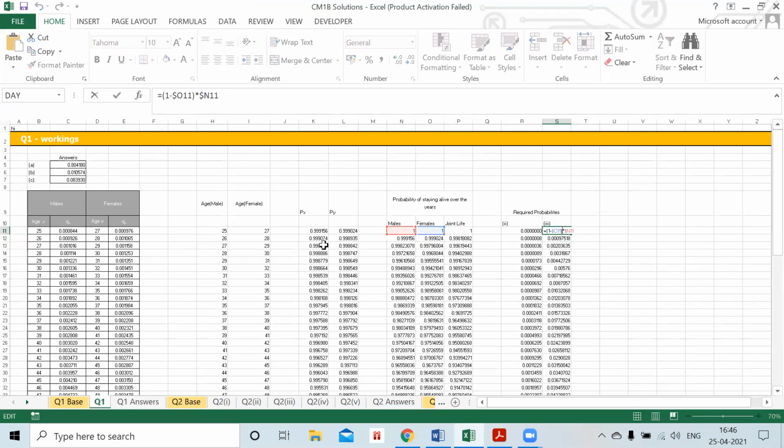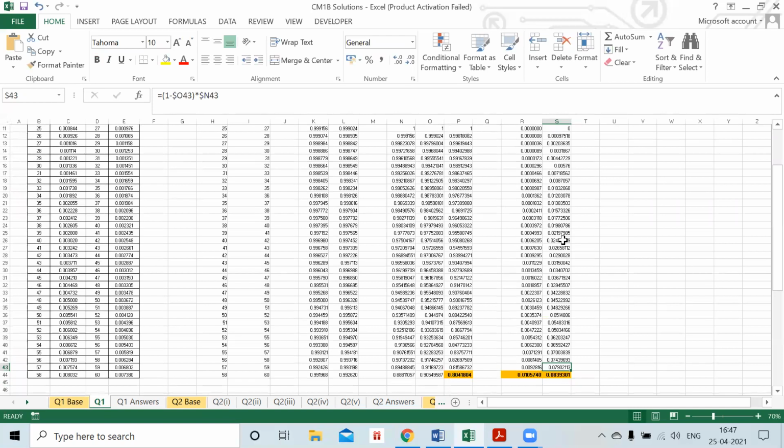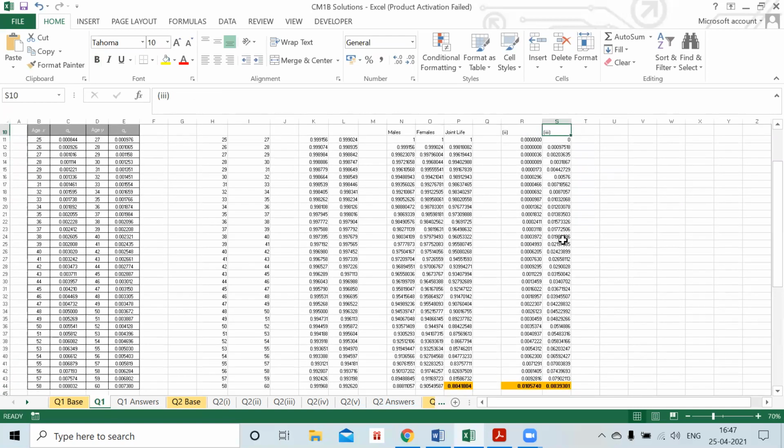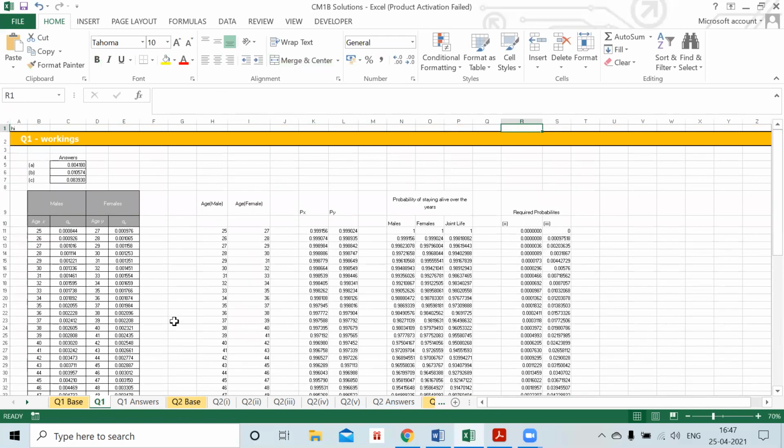And the required probability is that the female died before age 60 but the male is still alive. So it is 1 minus the female's probability of living, times the male's probability: 1 minus tpy, into tpx. So that is what it is giving us: 0.0839301. This is the first question.